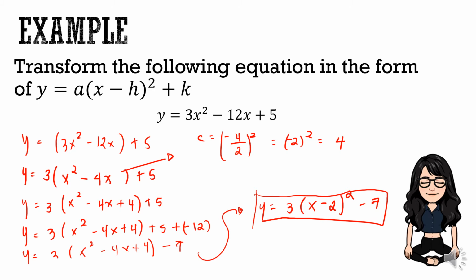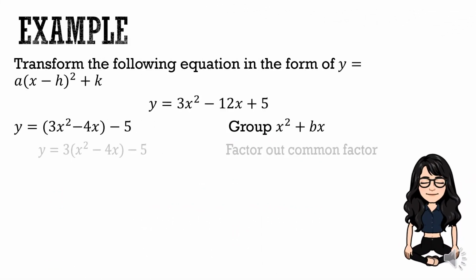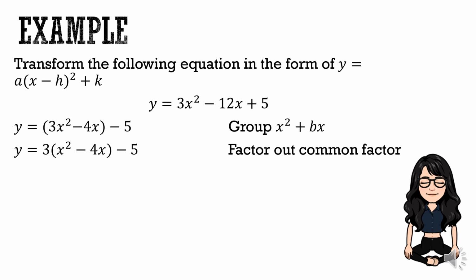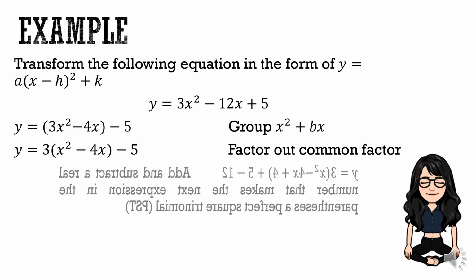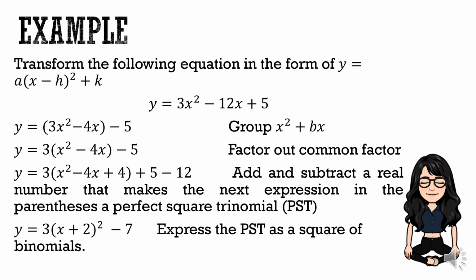So let's check. So we have the grouping of the quadratic term and the linear term, then factoring out the common factor, and then adding and subtracting the real number that makes the expression in the parentheses a perfect square trinomial, and then expressing the perfect square trinomial as the square of binomial.